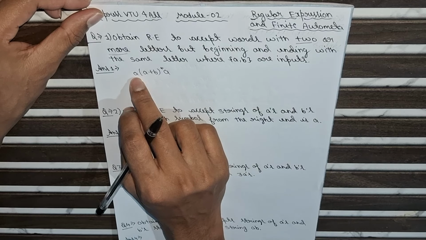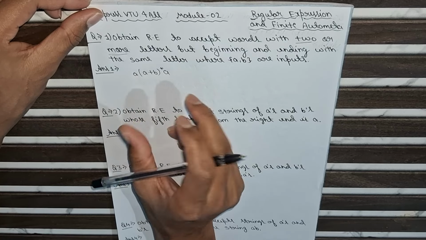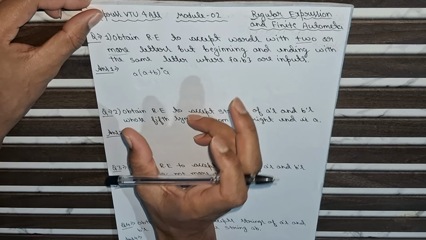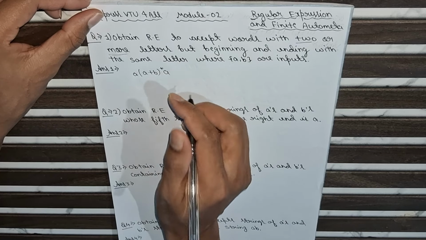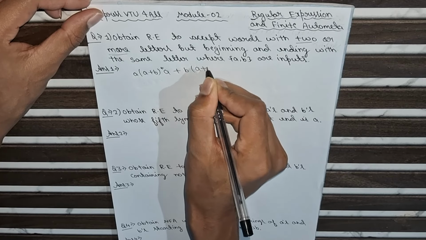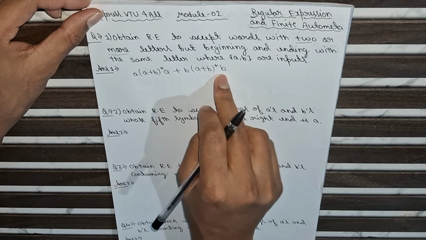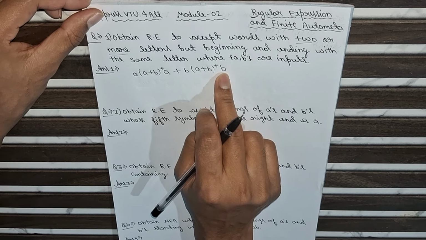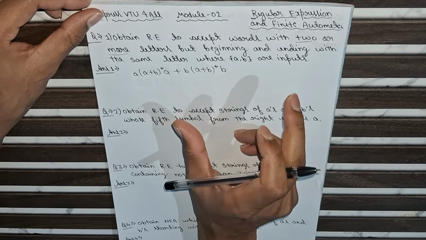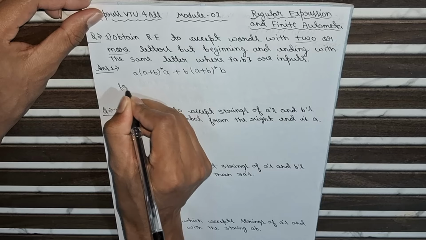So it starts with a and ends with a, but in between any combination of a's and b's can be there. Now we will do the same with b, and a combination of a and b will be there, ending with the same input b. So let us take an example of this regular expression.